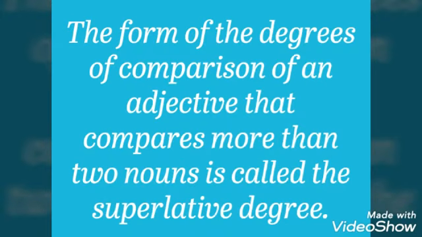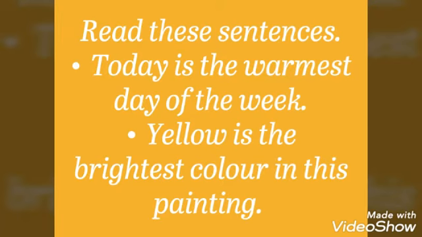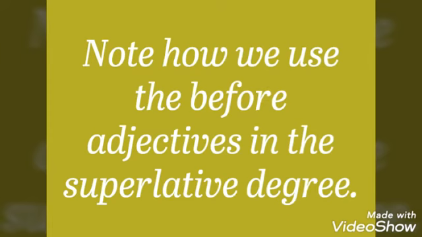The form of the degrees of comparison of an adjective that compares more than two nouns is called the superlative degree. Read these sentences. Today is the warmest day of the week. Yellow is the brightest color in this painting. Note how we use the before adjectives in the superlative degree.